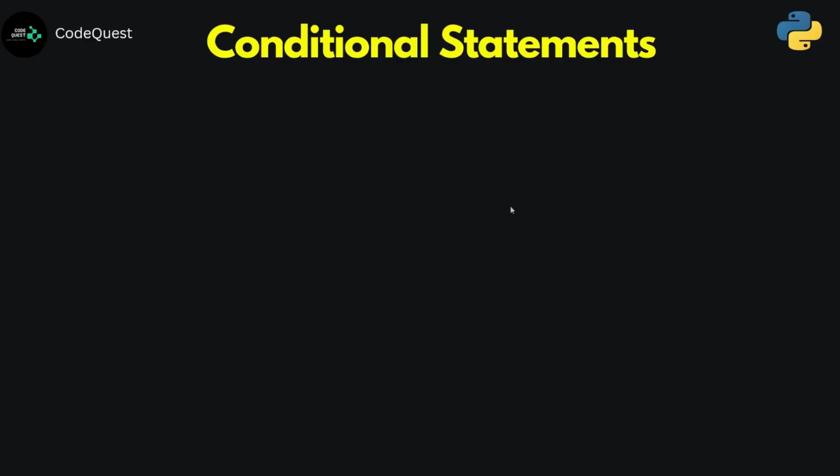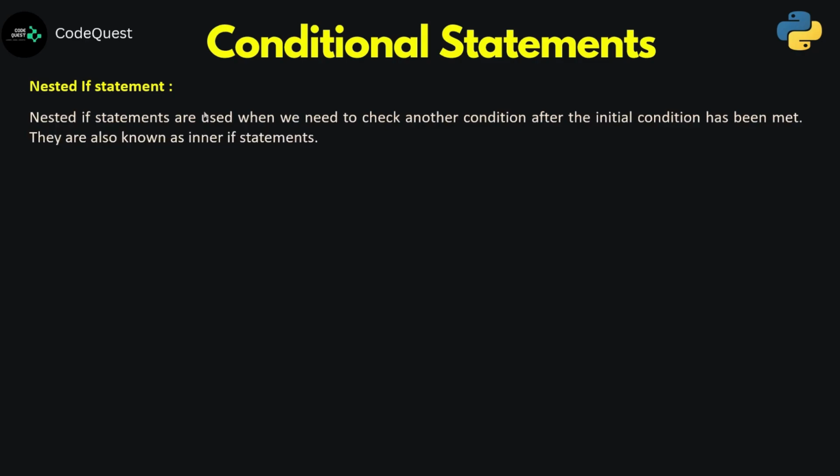Now, another format of your conditional statement is your nested if statement. Nested if does not have a specific kind of syntax, but by taking a combination of the previous 3 conditional statements, that is if, else, and elif, we can make a combination of them to build a nested if. Nested if statements are basically used when you want to check another condition after the initial condition has been true. They are also called your inner if statement.